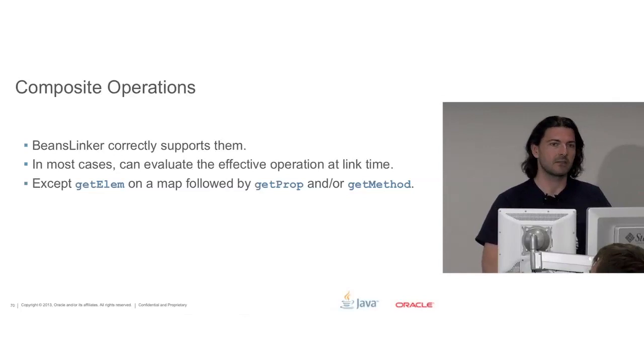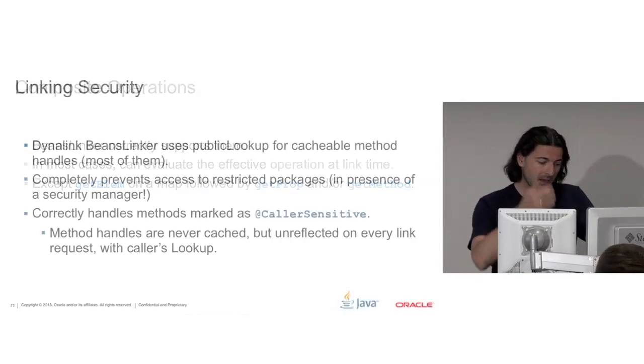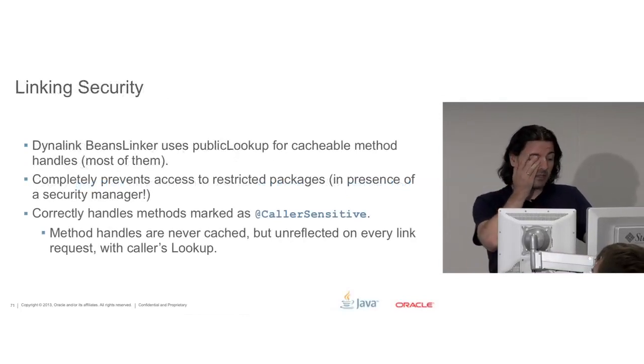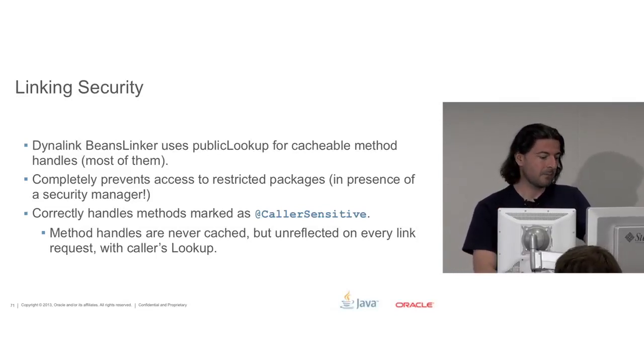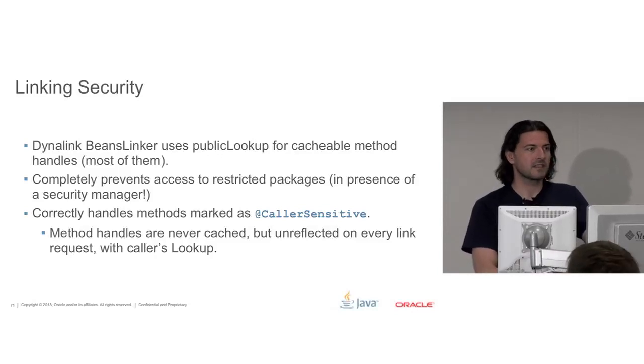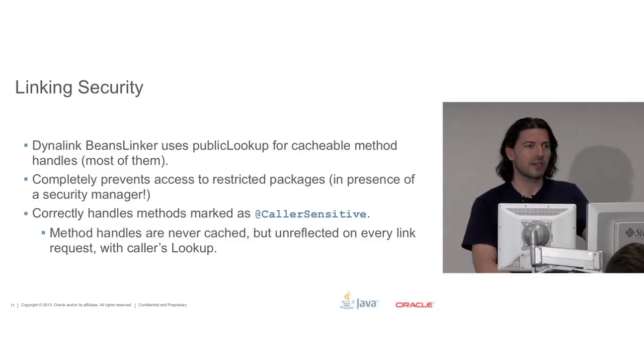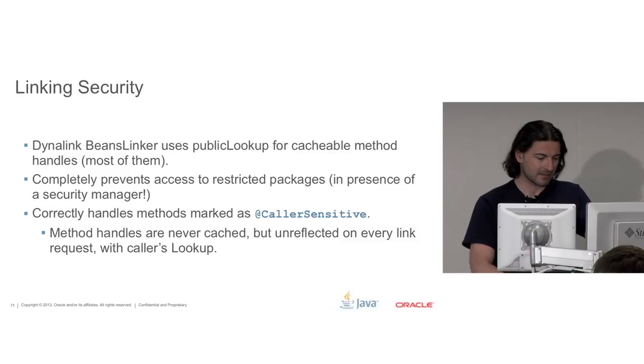But otherwise, it's really no performance impact of this. Linking security, we're using public lookup for cacheable methods, and cacheable is almost everything except caller sensitive these days. But we also correctly handle caller sensitives. I remember there was this email thread on the MLVM about the introduction of the caller sensitive and the issues that the Groovy folks have with them. At least if you use Dynalink, you don't have these issues, fortunately, because I correctly handle those things.